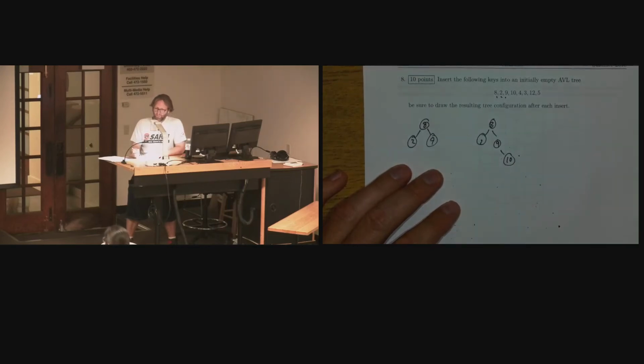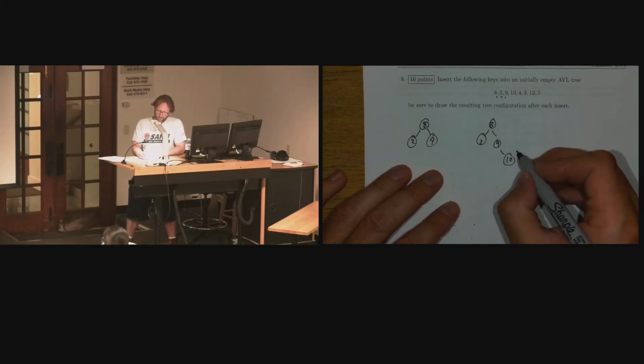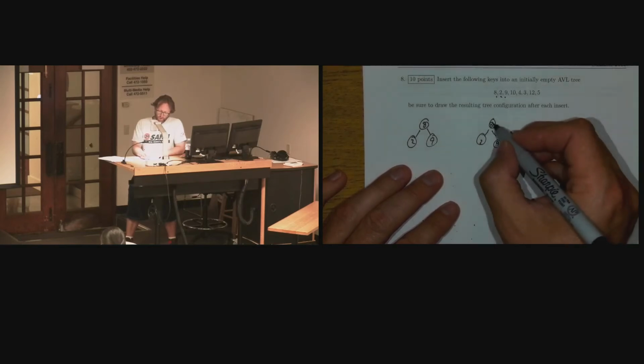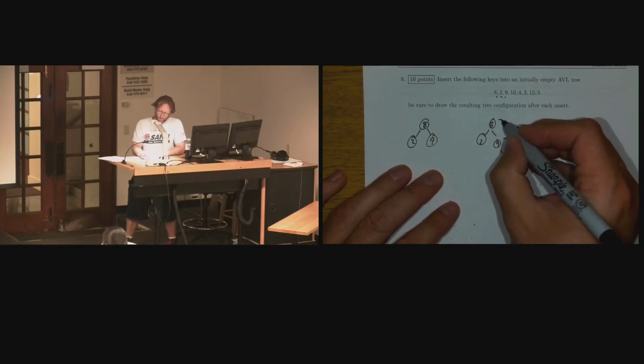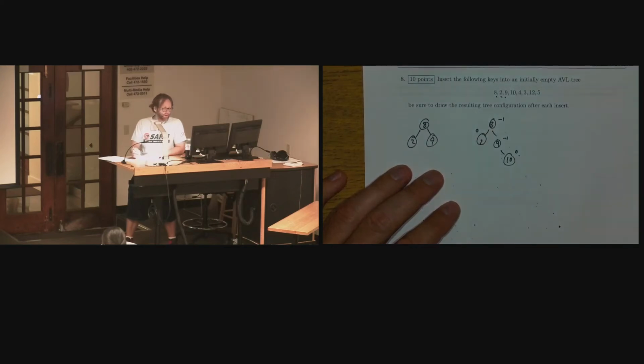Now, we could rebalance this. We could do a couple of rotations, but is it going to help? What are the balance factors here? 0, -1 minus 0, so -1. 0 minus 1, so -1. And over here, it's of course going to be 0. It's as balanced as it's going to be with 4 keys.